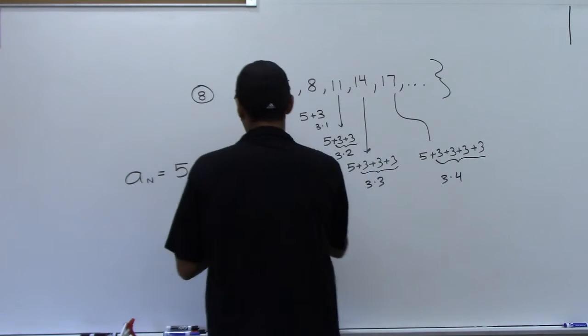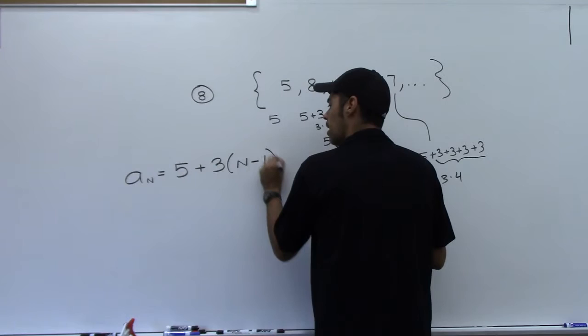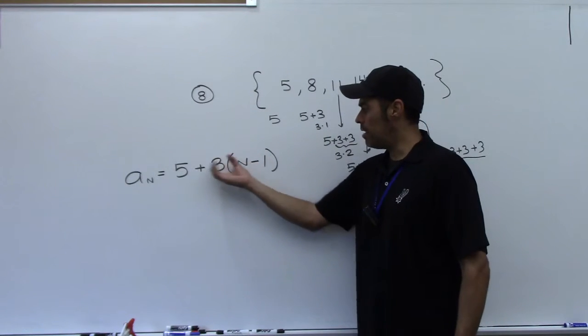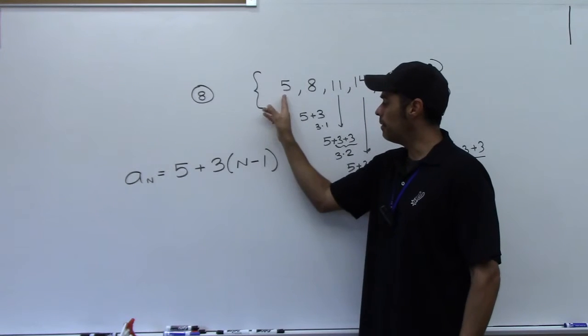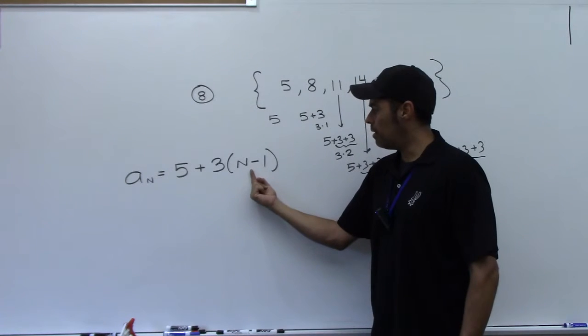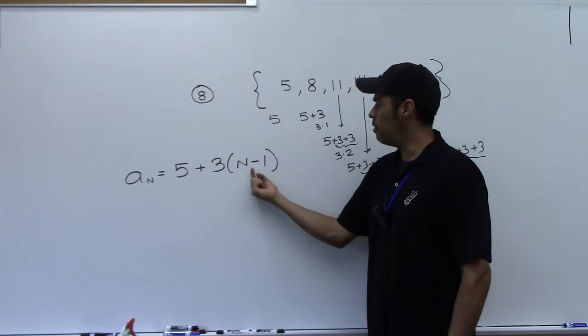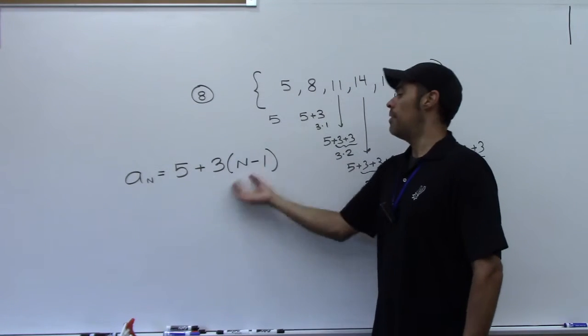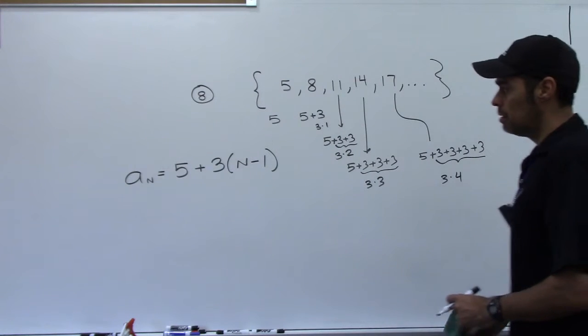So what I'm going to do is shift this: n minus 1, like that. And now when I plug in 1, I get 0 here. This all goes away. I get 5 here. When I plug in 2, I get a 1 here. That gives me 3 times 1, which is 3. Add 5, we get 8. And then I keep going. And that's it. That'll work.